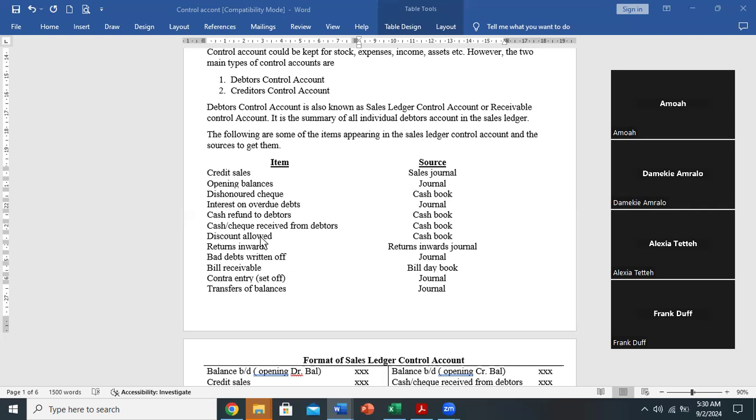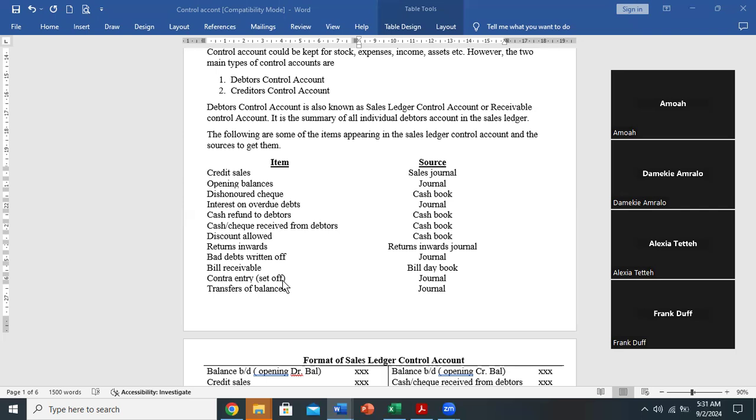I'm sure you do some of these things at home. Your junior brother owes you, you also owe him. And then you say, okay, last week you were owing me, this week I owe you, so let's cancel it. So that's set off, right? When a debtor is also a creditor, the balances are used to cancel each other. Then the last bit is transfers. Sometimes you can transfer some balances from your debtors account to the creditors account, all in line with the set off I just spoke about.